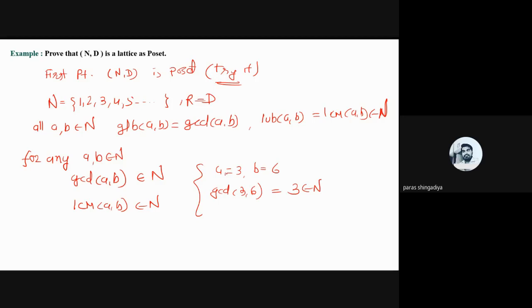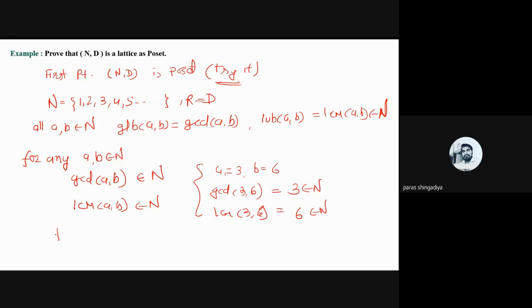So for that you can consider this example, LCM of 3, 6. So what will be the LCM of 3 and 6? That is 3 into 1 and 3 into 2. So the answer is 6 again, and that also belongs to N. So that is always a part of the natural numbers. For any choice, any possibility, a, b belongs to N, the GCD and LCM always belong to N.